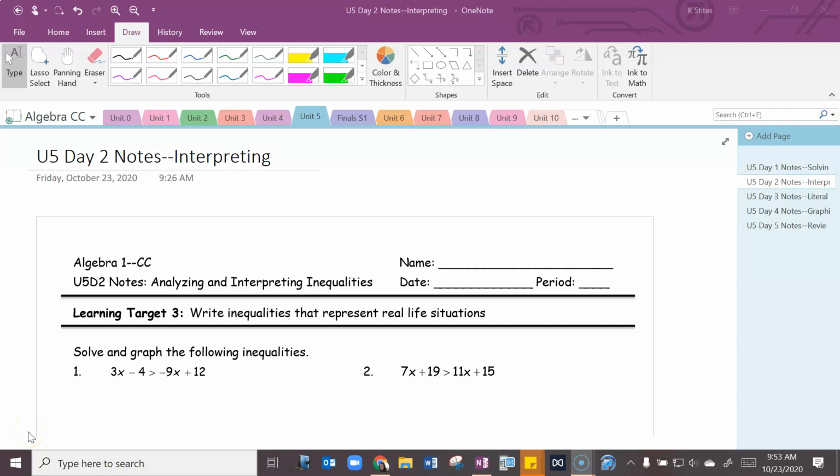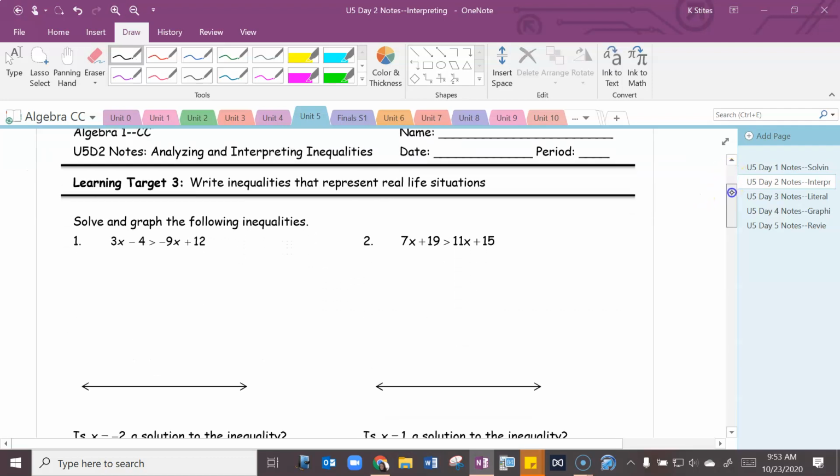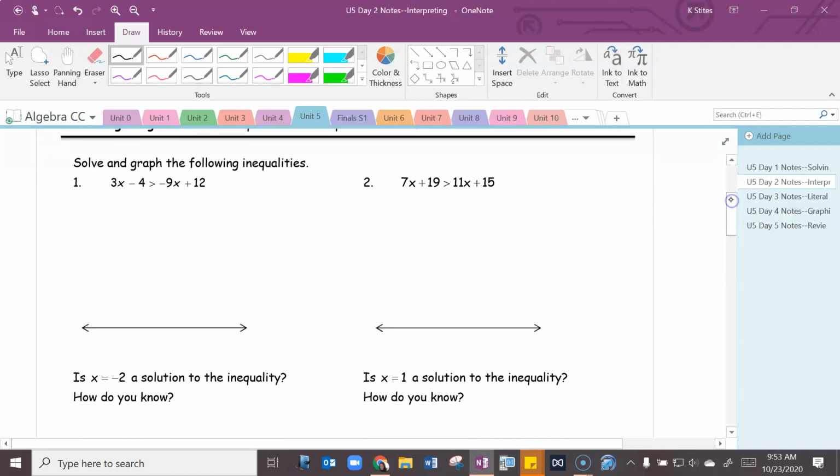Hello, Algebra 1. Today we are talking about analyzing and interpreting inequalities. So let's go ahead and get started. We're going to begin with a review of what we were doing in our last lesson, so solving and graphing the following inequalities. This first one here, and actually the second one as well, we have variables on both sides.